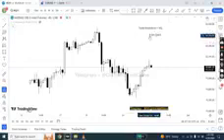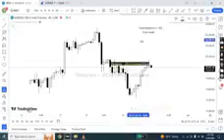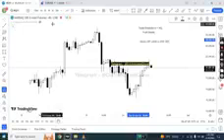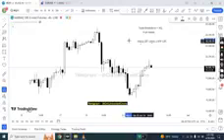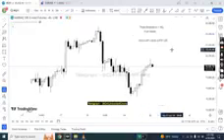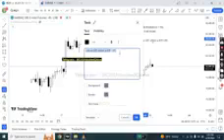Now, the key things around this breakdown are a micro CRT within a macro CRT on the higher time frame, meaning there's going to be a smaller CRT within a larger CRT on a higher time frame. The way you could use it to your advantage is by aligning yourself on the micro CRT on the lower time frame towards the larger higher time frame CRT's draw on liquidity or target.